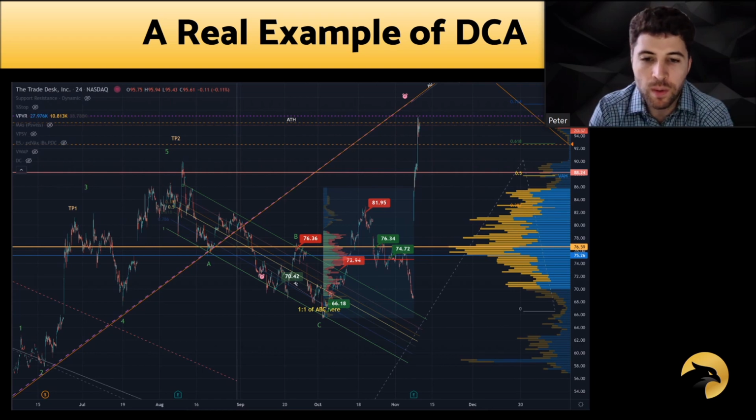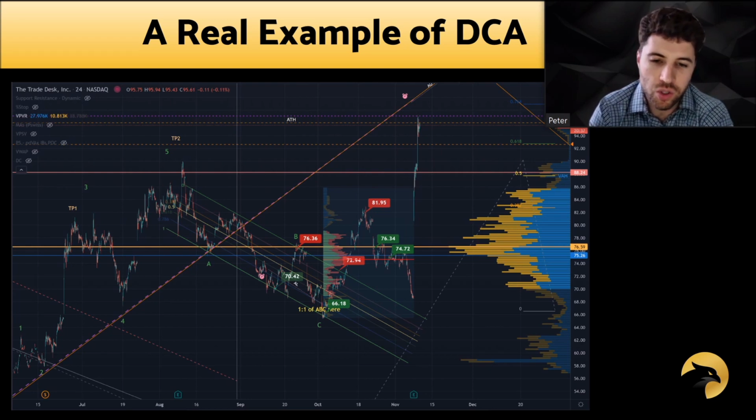So after the channel was formed, I made an entrance at 70.42, and I sold at 76.36, and re-entered at the touch of the channel bottom again, at 66.18. From there, I began dollar cost averaging out of the position at 72.94.